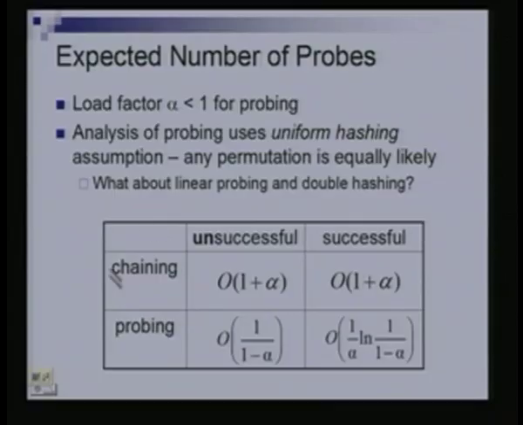So we will now be able to capture it into a table, right? For unsuccessful and successful searches, when we had chaining, it was 1 plus alpha, recall. For probing, for an unsuccessful search, it was 1 over 1 minus alpha, and for a successful search, what I just showed you, it is 1 by alpha times log of 1 over 1 minus alpha.